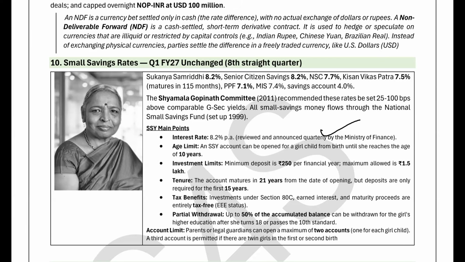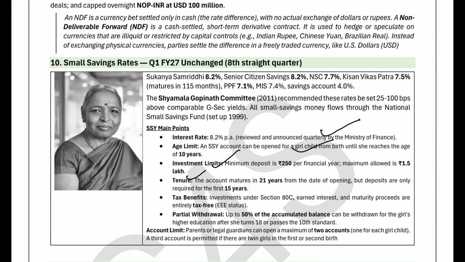Age limit: it is under 10 years. It is for the girl child. Try to understand. What is the investment limit? The minimum deposit is rupees 250 per financial year. The maximum allowed is rupees 1.5 lakh. Is it clear? Tenure: the account matures in 21 years from the date of opening, but deposits are only required for the first 15 years. Is it clear?